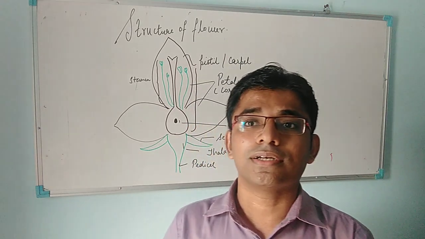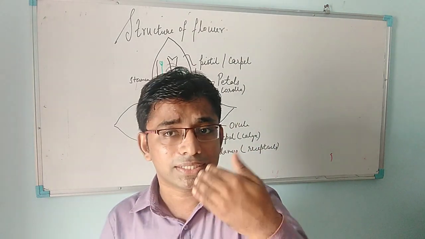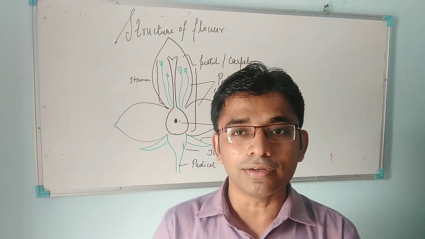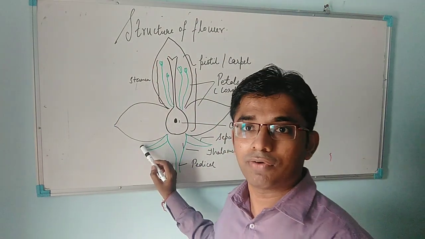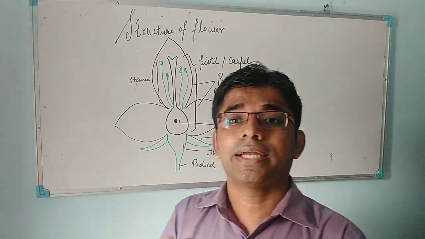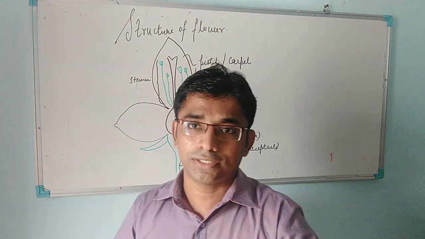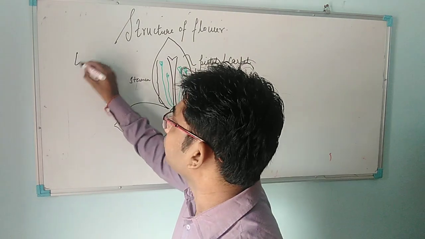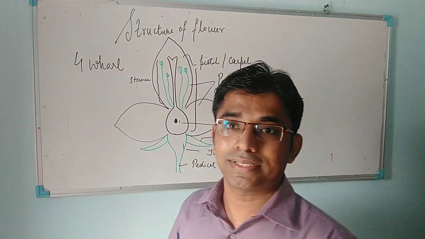Today we are going to discuss the sexual mode of reproduction in the plant. Sexual reproduction occurs by the flower. So now we are going to discuss the structure of the flower. The flower is the structure that takes part in reproduction. So a flower consists of 4 whorls. In a flower there are a total of 4 circles or 4 whorls present.